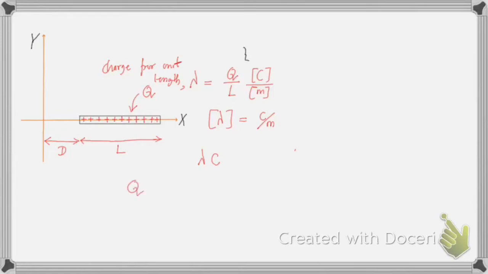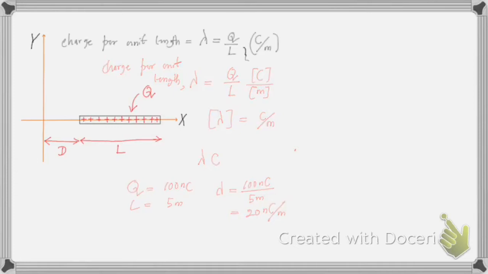So if you want to go with some numbers, assume the Q here is 100 nanocoulombs and length is 5 meters. Then lambda equals Q divided by L. Q is 100 nanocoulombs divided by 5 meters. That's going to be 20 nanocoulombs per meter. That is the amount of charge you have in 1 meter of this rod.